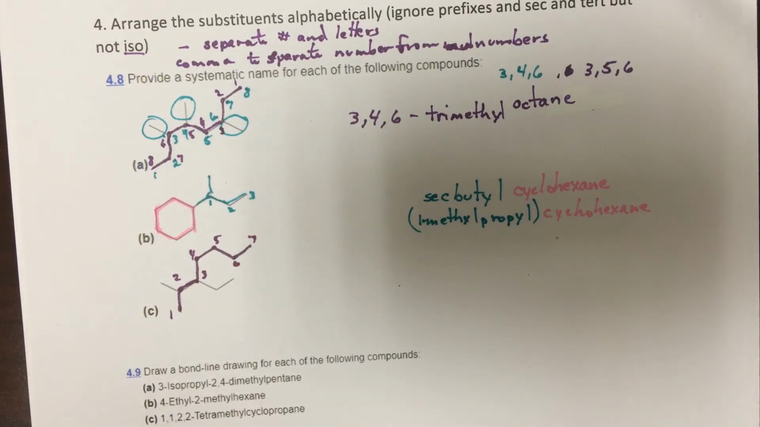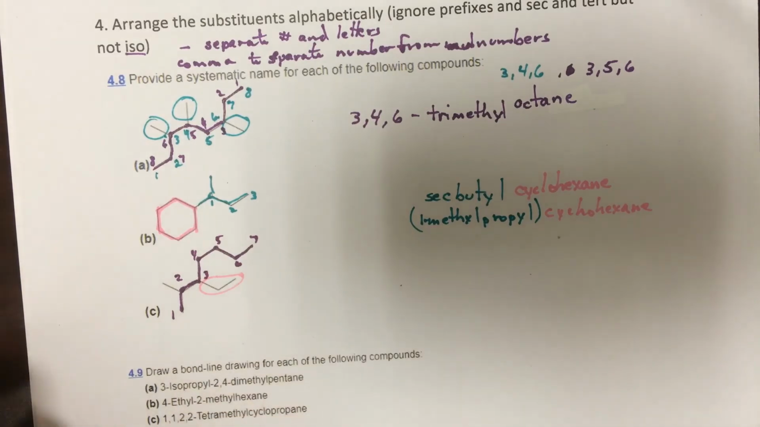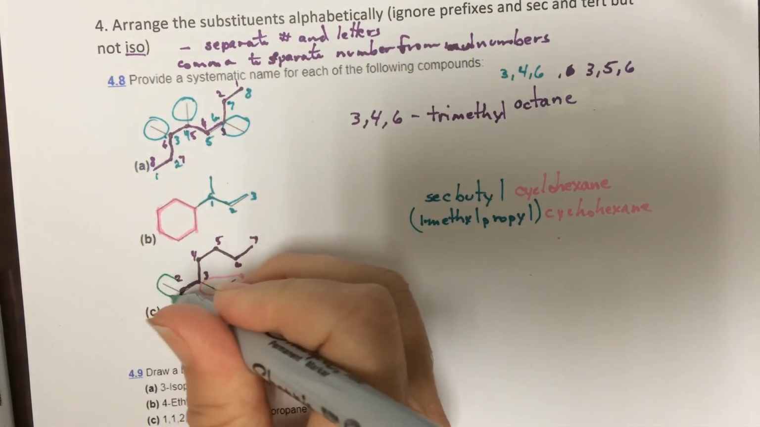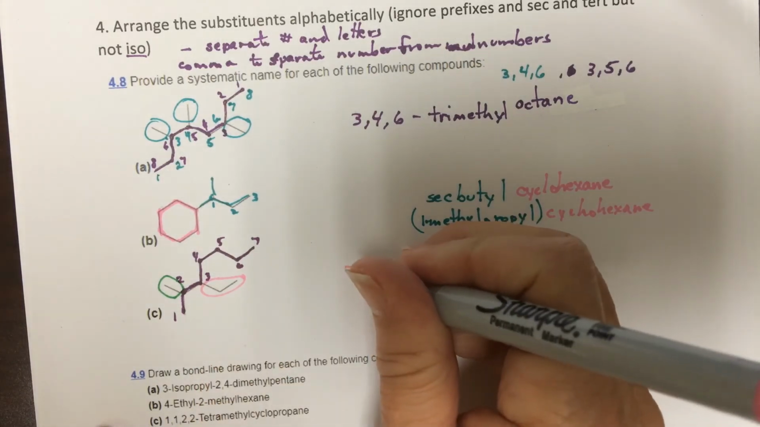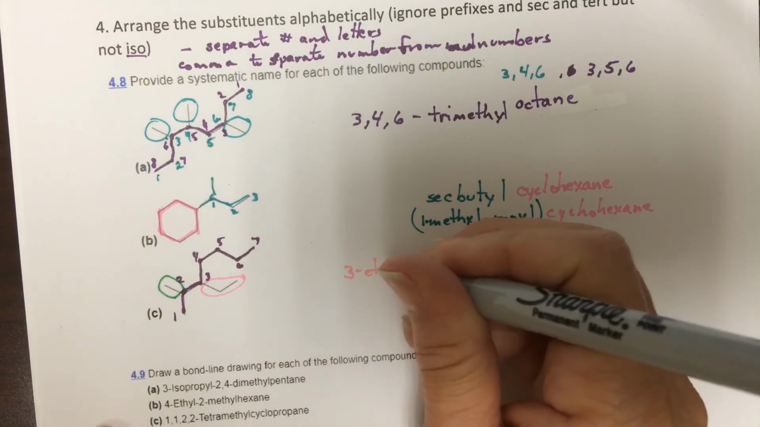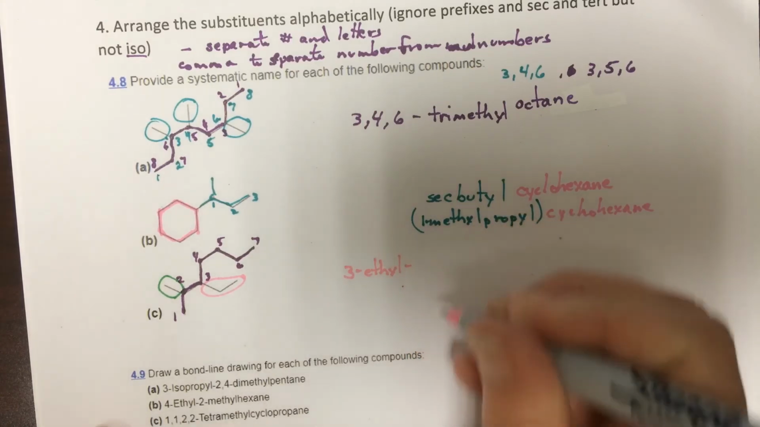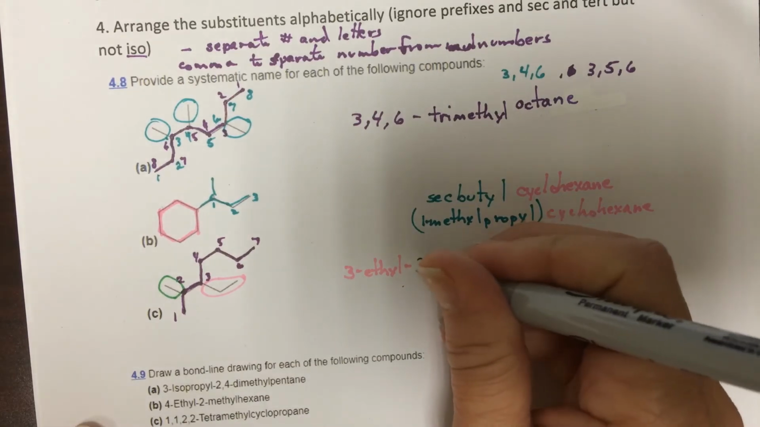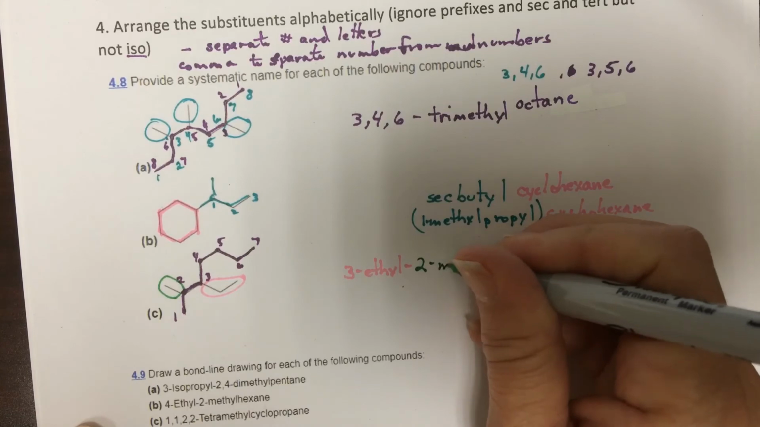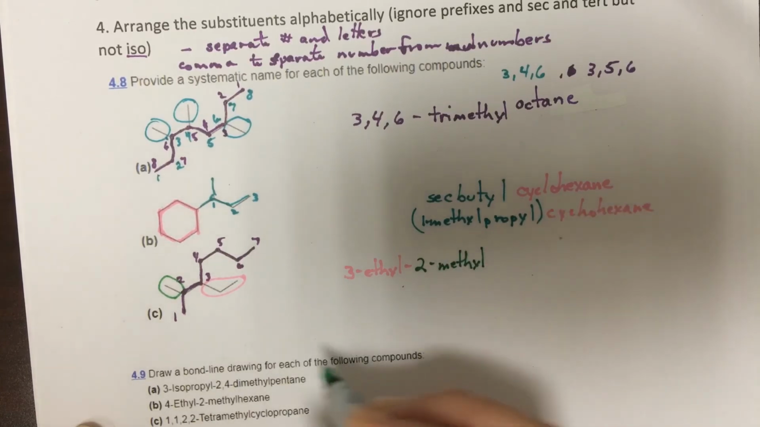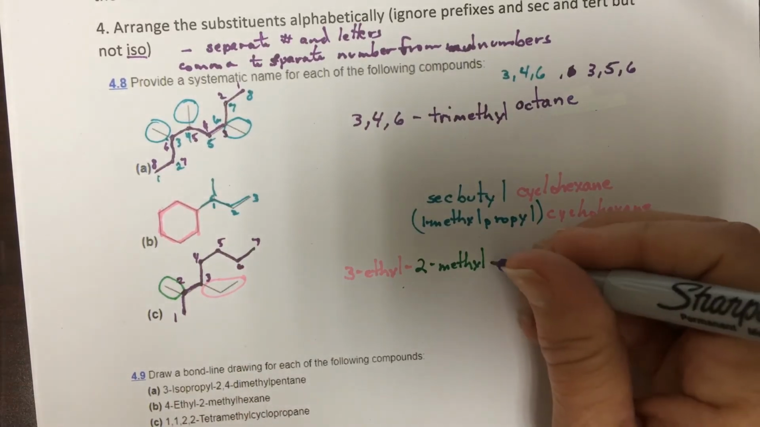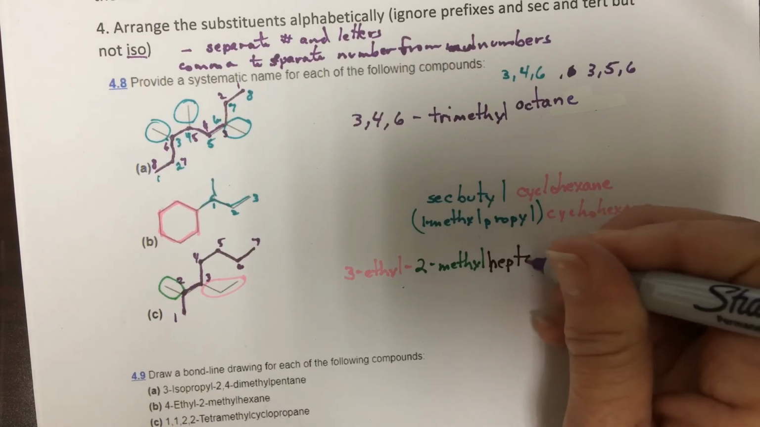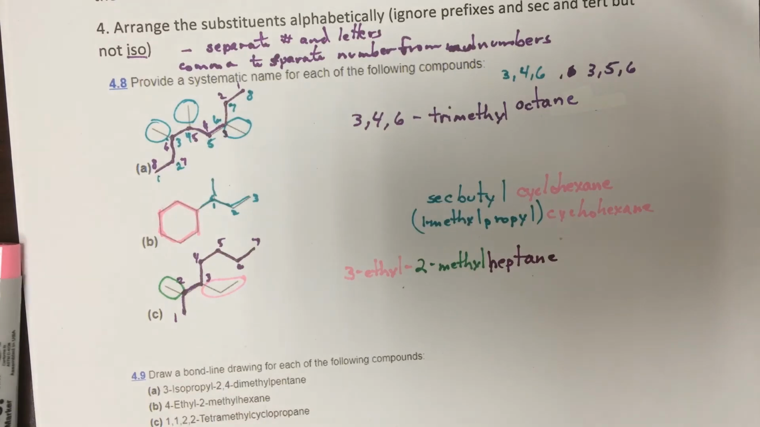So let's do some color here. We're going to go with the ethyl first because E comes before M, and we'll say 3-ethyl-2-methyl, and then this is a heptane, so we'll pick a different color and say it's 3-ethyl-2-methylheptane.